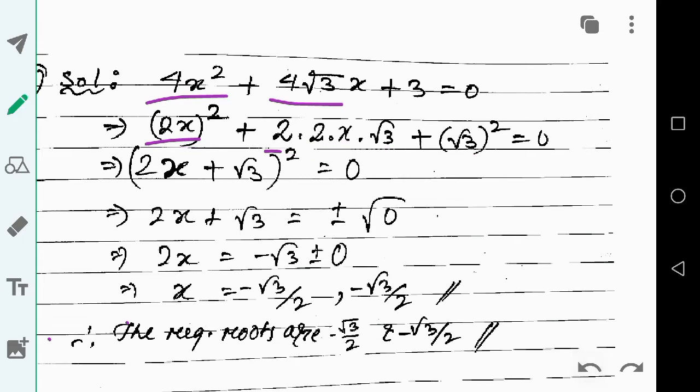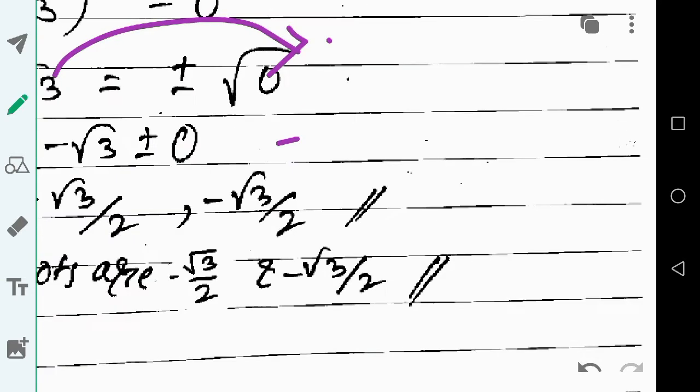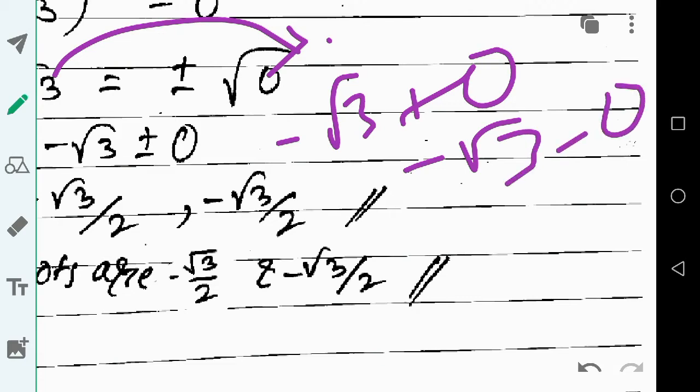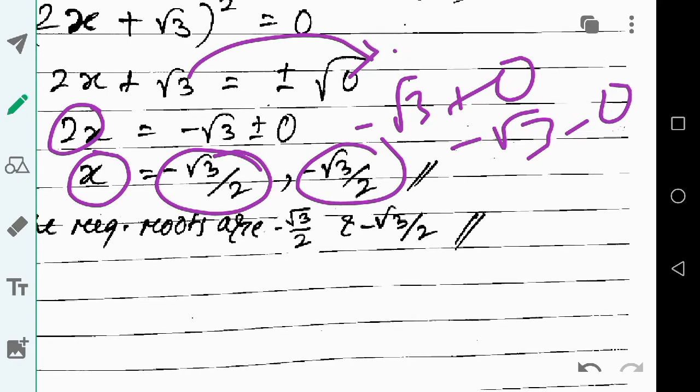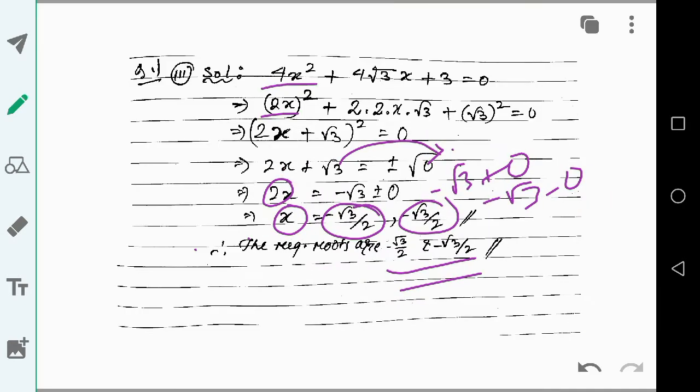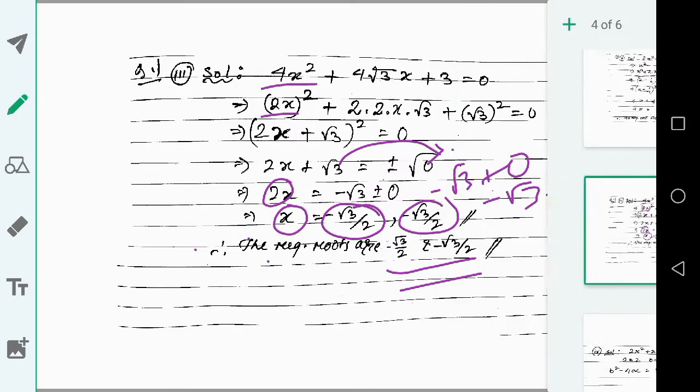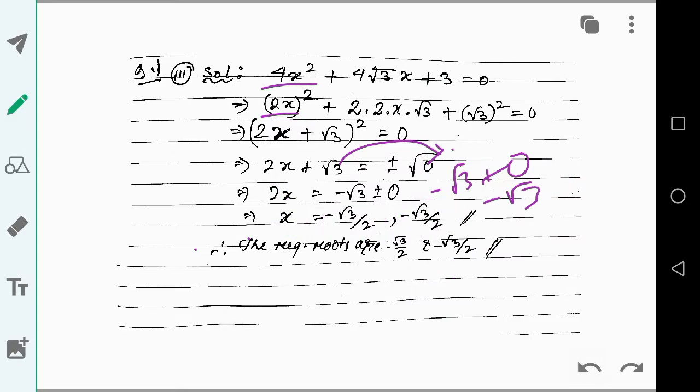Okay, then again taking the square root on both sides, on the right hand side you see plus minus 0, plus minus root 0 means plus minus 0. Now root 3 is transferred to the other side as minus root 3, so here we will get two results, one is minus root 3 plus 0, another is minus root 3 minus 0, both are the same. And there is twice x, so x will be minus root 3 by 2 and minus root 3 by 2. These are the two roots of this equation. Now let me show you the next one. Before going to the next one, let me clean this page so that you can note it.